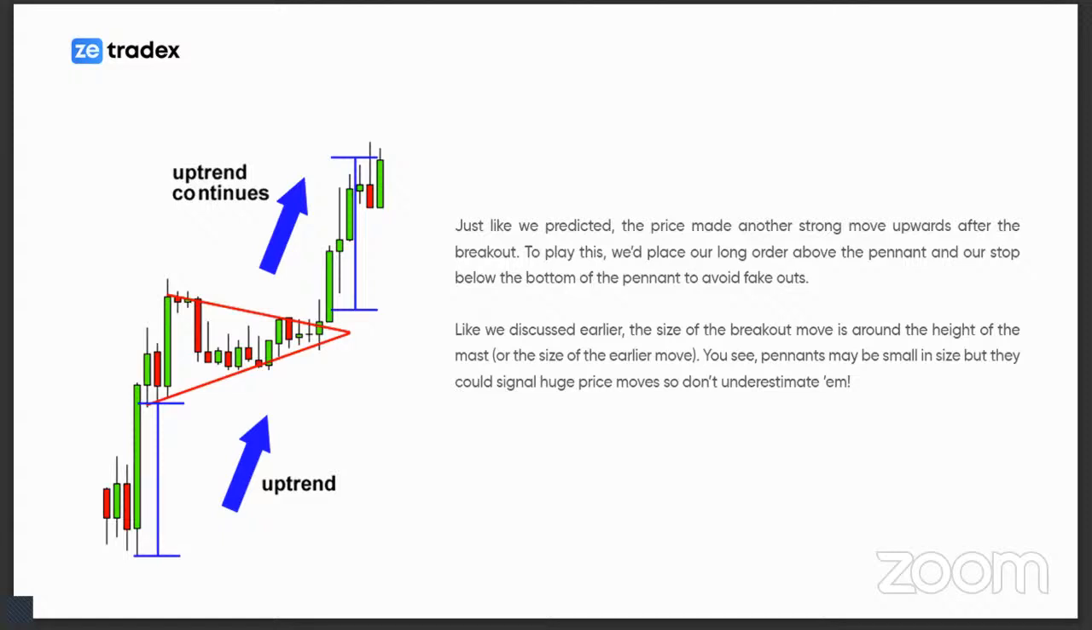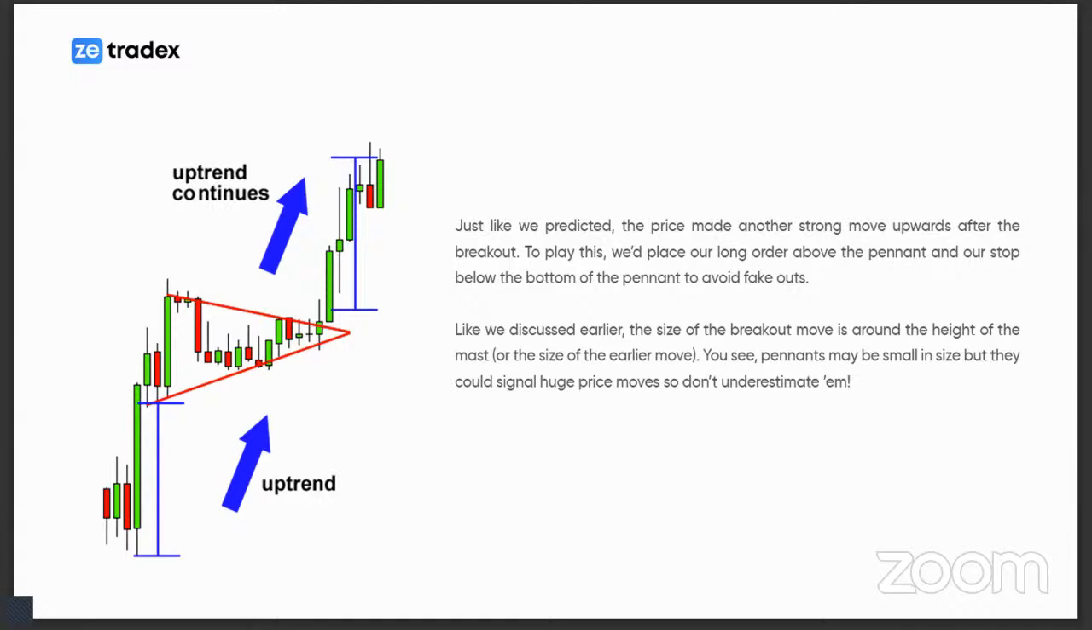Now, see what happened right next. Just like we had predicted, the price made another strong upward move with a Marubozu candle after the breakout. To play this, we'll place our long order above the pennant and our stop below the bottom of the pennant, of course, to avoid a fake out. A fake out is something like a boom to the top and then a retracement.